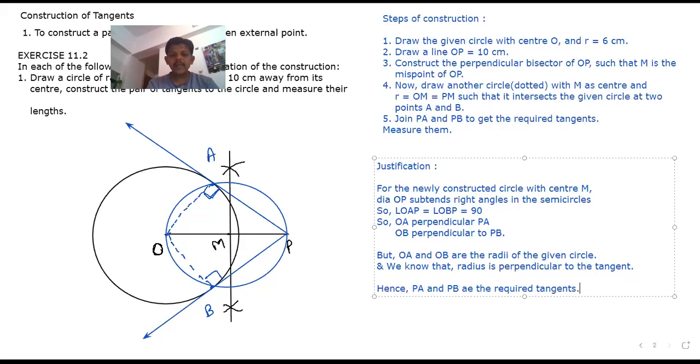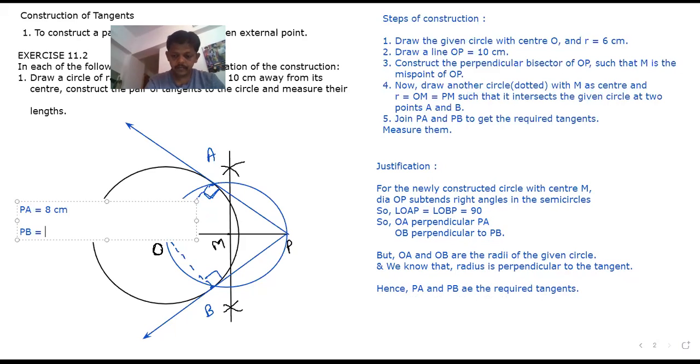Also, they had told us to measure PA and PB. How much is the PA? Did you measure PA here itself in the figure? And did you get it as 8 centimeters? Yes, sir. Are we getting PA and PB as 8 centimeters? Check it out. And again, by Pythagoras theorem, I knew it. If OA is 6 and OP is 10, then 6, 8, and 10 is a Pythagorean triplet. So obviously, PA and PB had to be 8 centimeters. I knew it at the back of my mind. And I checked by actually measuring. They are actually 8 centimeters. Yes or no? Yes, sir.